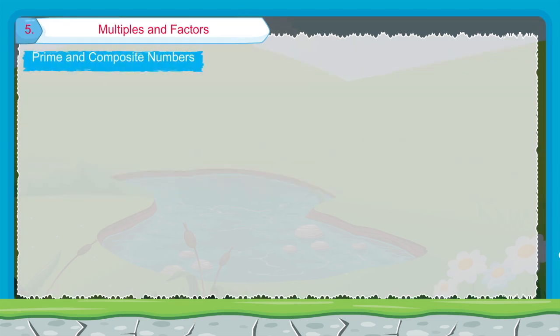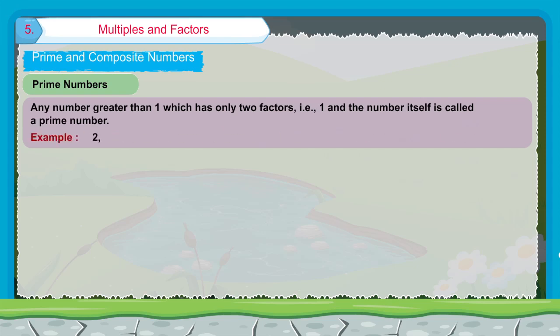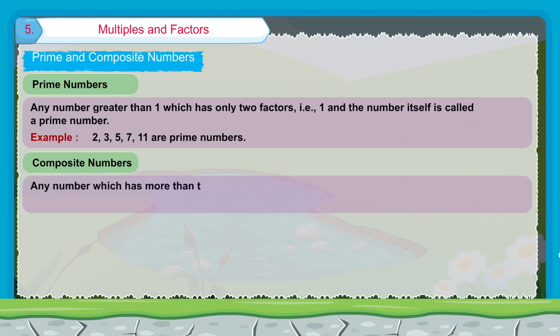2. Prime and composite numbers. Prime numbers: any number greater than 1 which has only two factors, that is 1 and the number itself, is called a prime number. Example: 2, 3, 5, 7, 11 are prime numbers. Composite numbers. Any number which has more than 2 factors is called a composite number. Example: 4, 6, 8, 9, 12 are composite numbers.